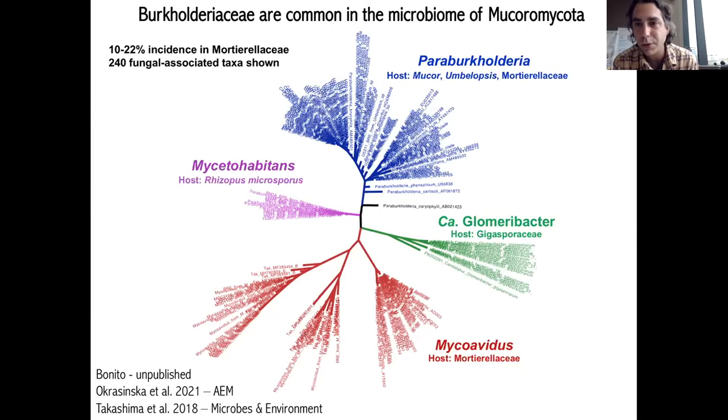So in blue, Paraburkholderia, these are facultative endobacteria associated with the hyphoplane. They're in Mucor, Umbelopsis, and Mortierellaceae. Teresa Pawłowska talked about Rhizopus and their bacteria. These are in pink here, Mycetohabitans, and those are endobacteria. In the AMF, in green here, is shown Candidatus Glomeribacter. These are in the Gigasporaceae, Gigaspora and Scutellospora. And then in red are those bacteria that I'll be talking about, Burkholderia-related. These are Mycoavidus, and there are three main clades of that. We might call them species, but they're actually quite diverse.